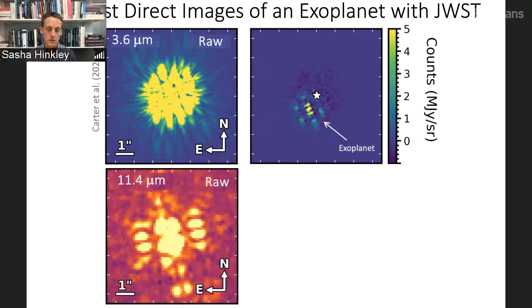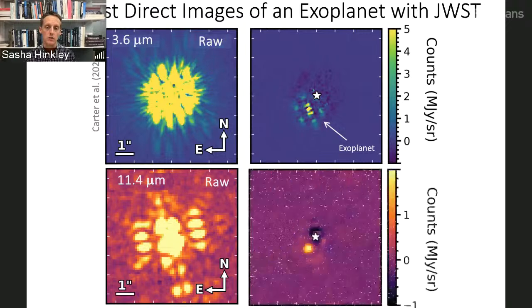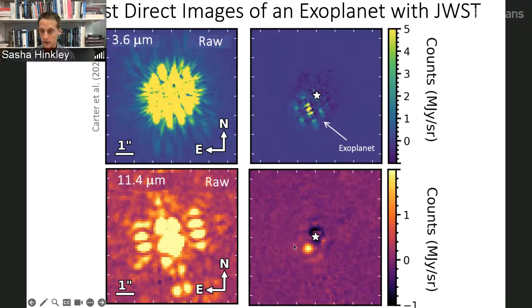For the MIRI case, we see a similar thing, but with a different morphology. Here's the residual scattered starlight pattern at 11 microns. And we're able to model this very well, again, using a reference star for observations, and we get a very, very strong, clear detection of the extrasolar planet. It might look like this planet is very close to the host star, but keep in mind this is 90 AU here, and this just has to do with the resolution of JWST.